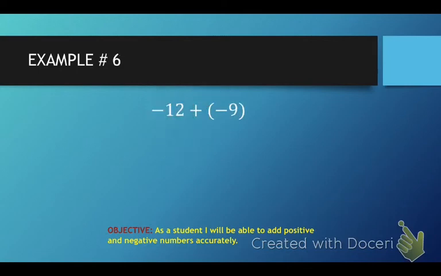All right. And finally, number 6. The last example I have for you, I believe. I think this is the last example. Negative 12. Guess what? It's a negative number, so what is it? Well, that's a bill. You're going to add negative 9. Guess what? That's a bill.